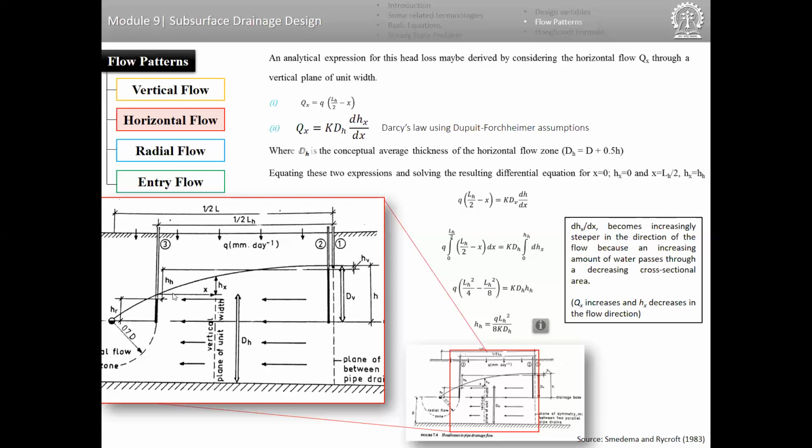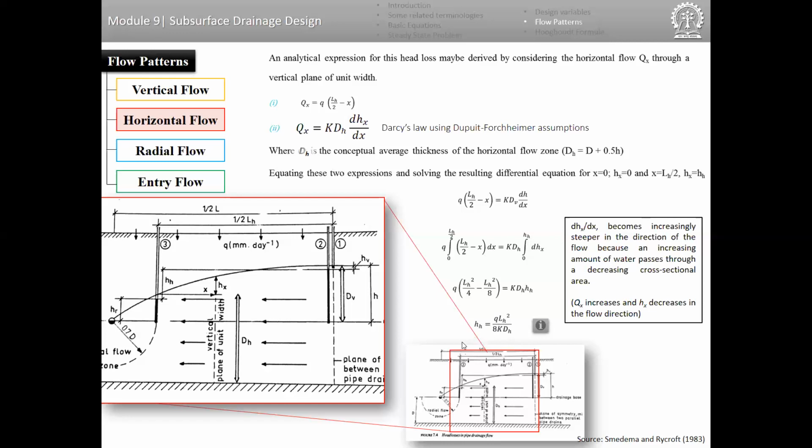Here x is equal to 0, hx is equal to 0. And here, x is equal to LH by 2 and hx is equal to HH. So substituting these two limits and integrating this formula, we can arrive at the expression of HH. The head loss due to horizontal flow is given by HH is equal to Q LH square by 8K DH, where K is the hydraulic conductivity, DH is your conceptual average thickness of horizontal flow.